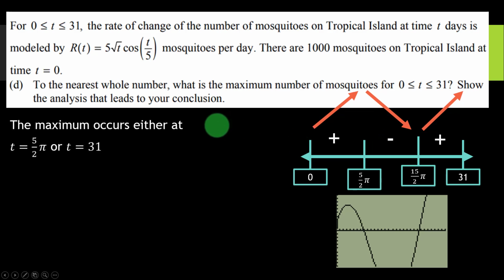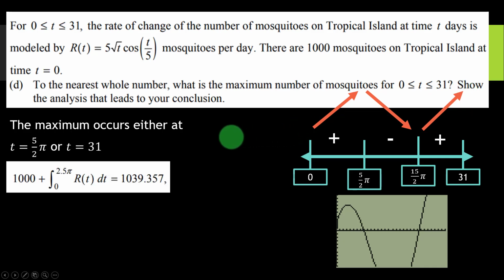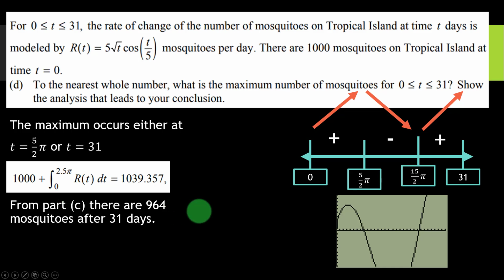Now, the maximum either occurs at 5 over 2 pi, because we have a relative maximum there, or at the endpoint 31, because we don't know how far it increases here. So let's plug it in for pi. They did 2.5 pi instead of 5/2 pi, but it's the same. If we do that, we'll get a total amount of 1039.357. And from part C, we already found that.